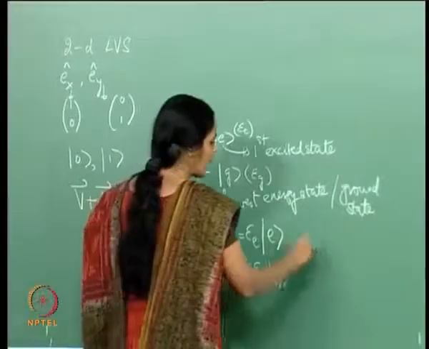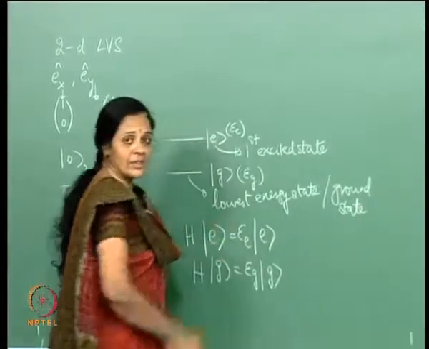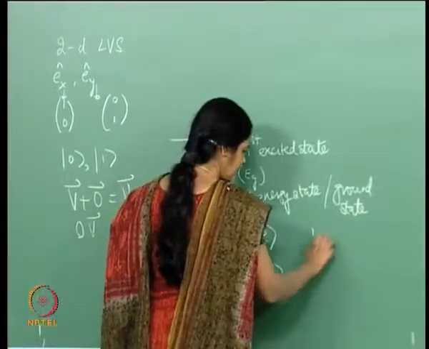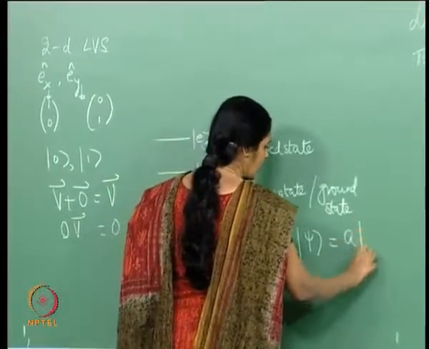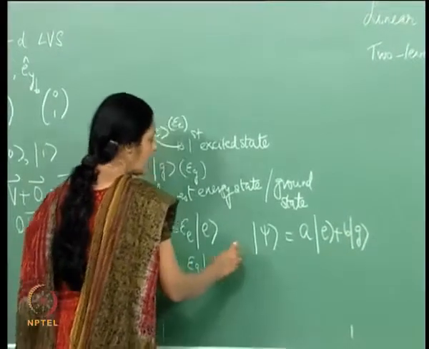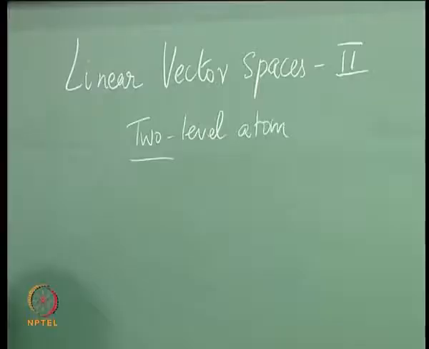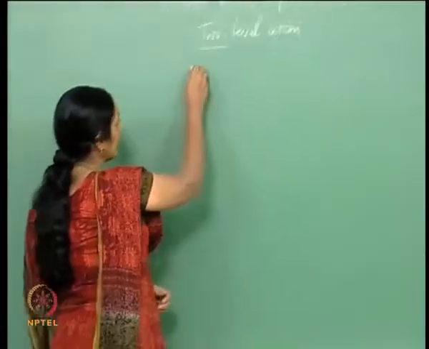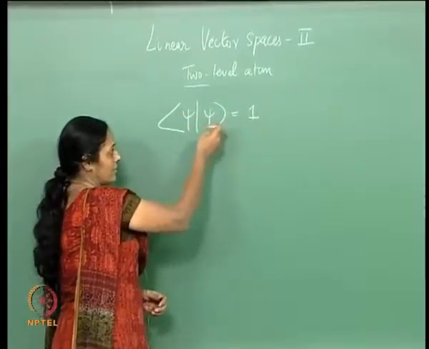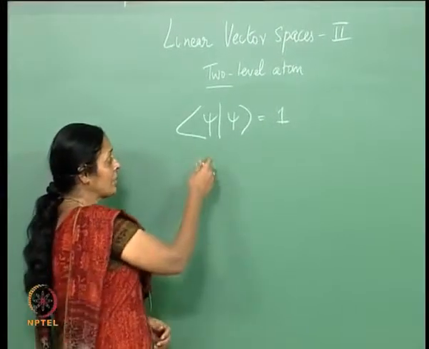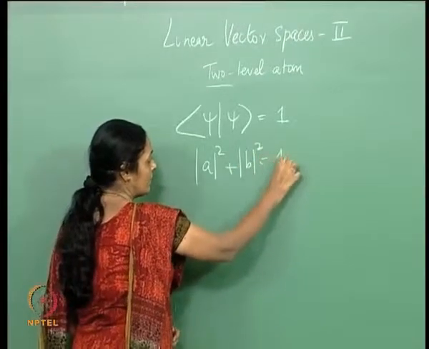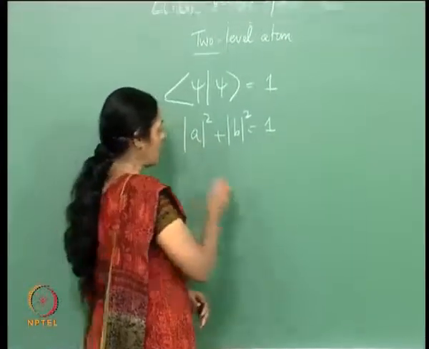A general state of the atom can be expanded in terms of these two basis vectors. So, the general atomic state can be written in this manner, and if indeed the state psi is normalized to 1, then it automatically follows that mod A squared plus mod B squared equals 1, where A and B are complex numbers.